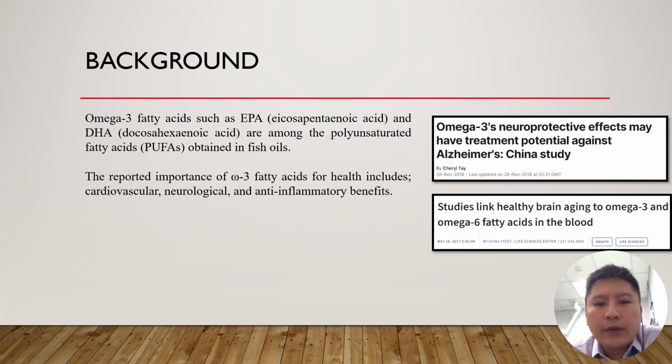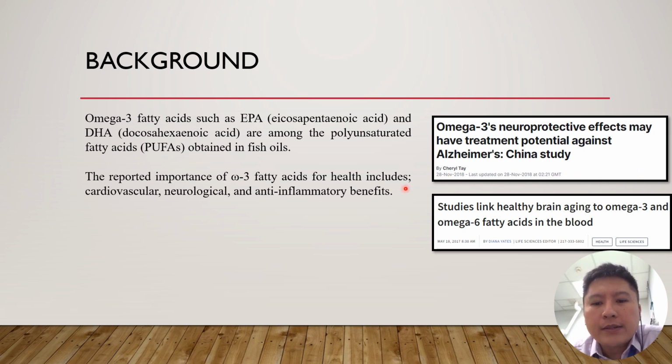So first of all, I would like to give a background of this research project. Omega-3 fatty acids such as EPA and DHA are the common polyunsaturated fatty acids that can be found in the fish oil. There are various reported importance of omega-3 fatty acids for health, including cardiovascular, neurological, and inflammatory benefits. There are studies that have been done previously that show the neuroprotective effects of omega-3 may have treatment potential against Alzheimer's disease.